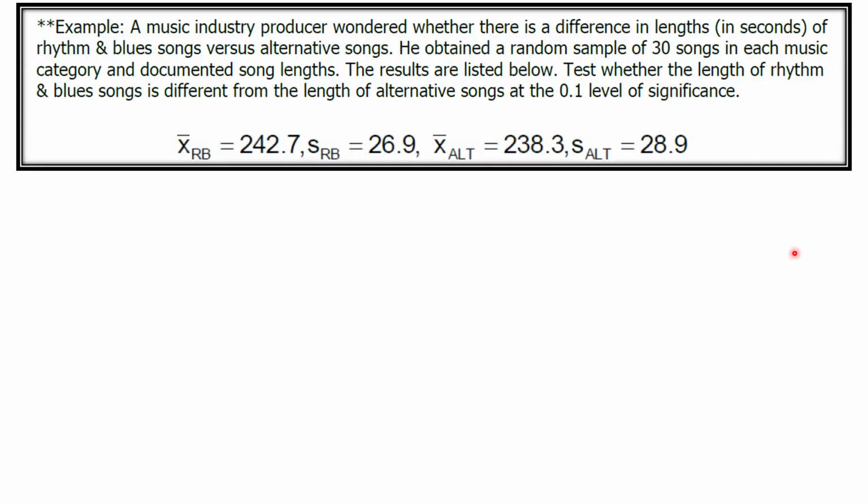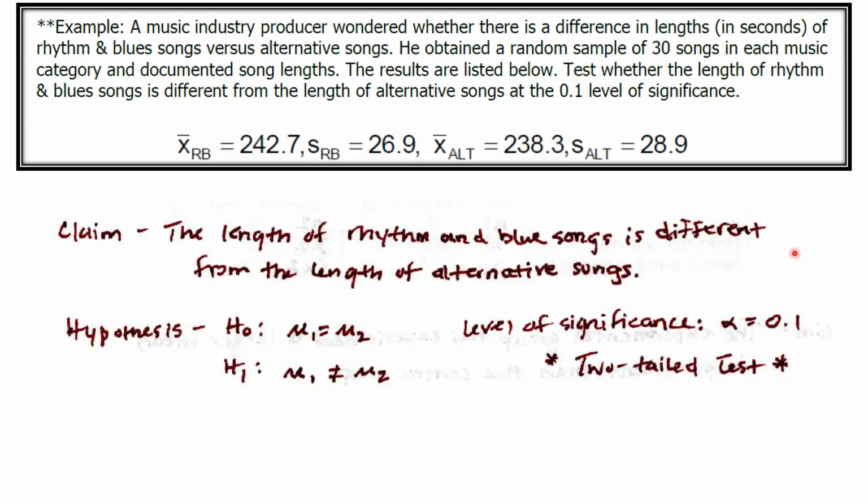We have X1, which is our rhythm and blues, RB, and then we have our data for the alternative songs, which is ALT. That's the sample mean and standard deviation. So when we run our tests, we would be using stats to find our test statistic and p-value. Our claim is that the length of rhythm and blues songs is different from the length of alternative songs. That was taken directly from the problem. So we're asking ourselves, do these two music genres have different average song lengths?